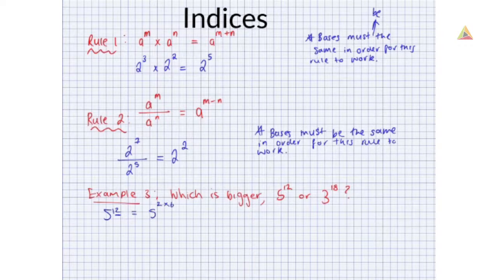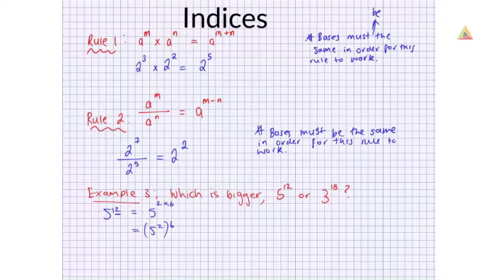And again, I'm using this rule here. So 5 to the power of 2 by 6, you can rewrite it as 5 squared to the power of 6. That's the same because brackets mean multiply, so that's 2 by 6. So 5 squared gives you 25. It's going to be 25 to the power of 6.